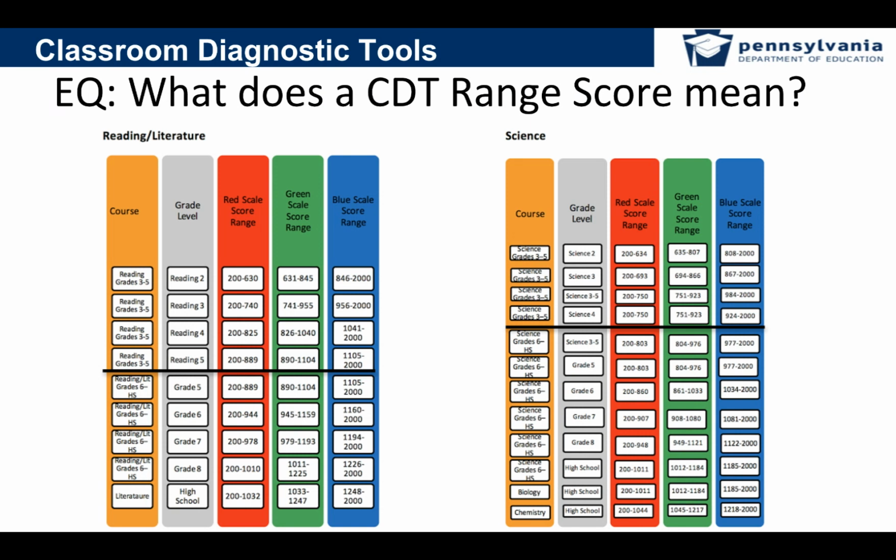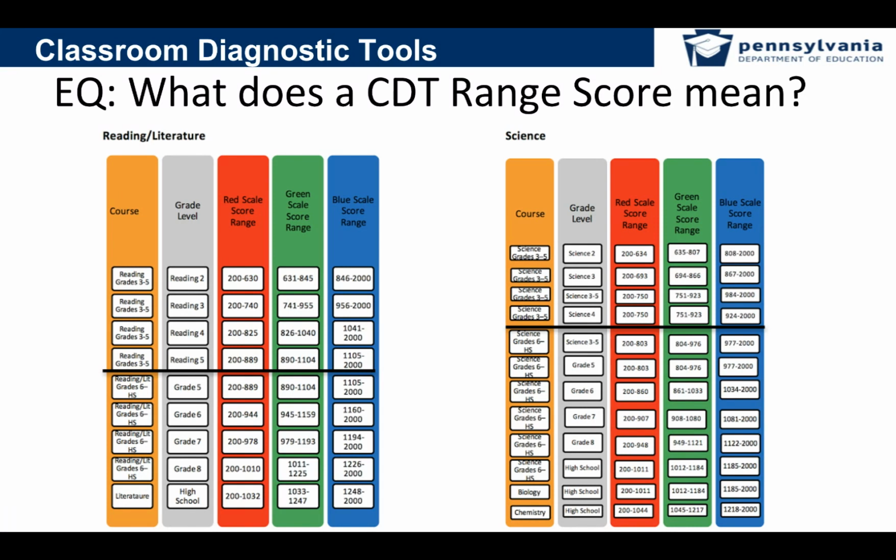This is an example of two content areas' range scores. They're actually available for reading/literature, science, math/algebra 1, as well as writing. So to look at the range score, look at the column in the gold orangish color. It names the course of study. And you can see that this is aligned to the CDT test options.